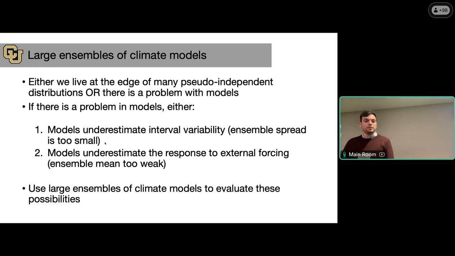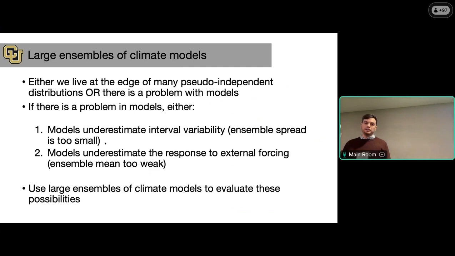If there's a problem with models, I think either models are underestimating internal variability, that is, the ensemble spread is too narrow, and those distributions I showed earlier should be wider and maybe encompass observations more often, or models are underestimating the response to external forcing. That is, these distributions should be shifted, and maybe more often observations should be falling somewhere else within this distribution.